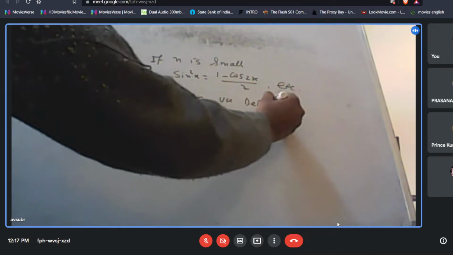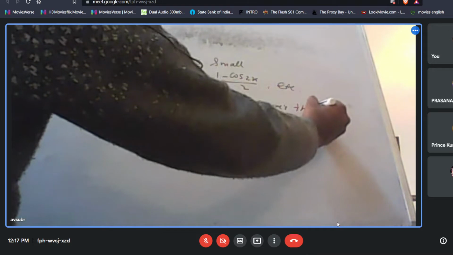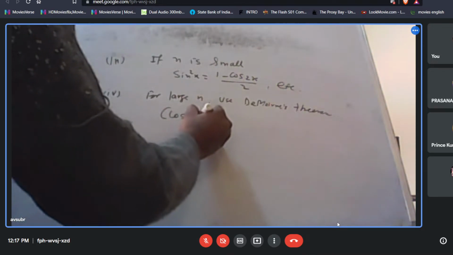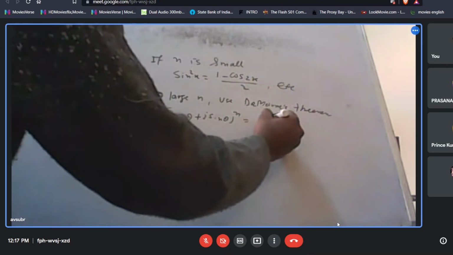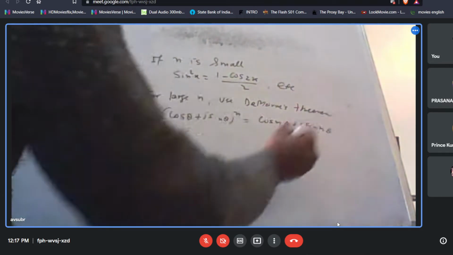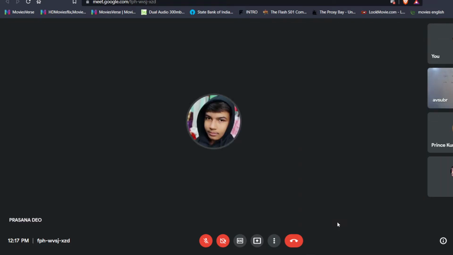And one more important thing you have to remember: if you have large n, then you use De Moivre's theorem. You are aware of De Moivre's theorem: (cos theta plus i sin theta) to the power n is equal to cos n theta plus i sin n theta. You must have studied this? Yes, sir. Right.